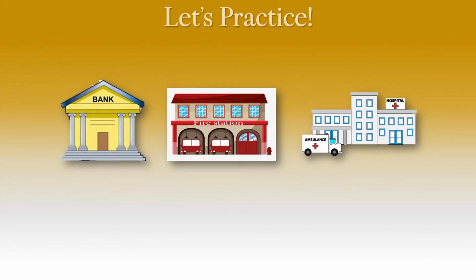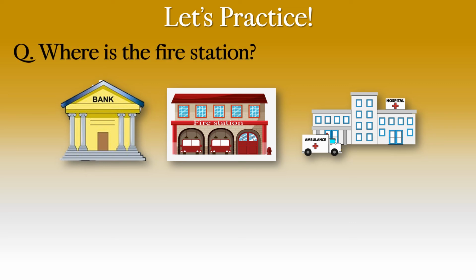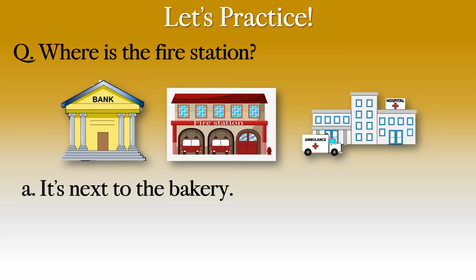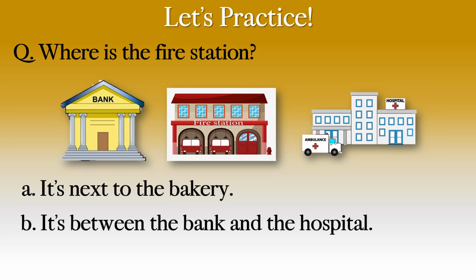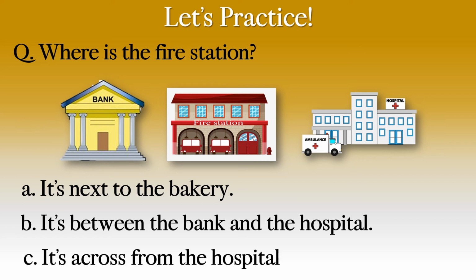Okay, let's look at the next one. Question is, where is the fire station? Now here we can see 3 places. This should help you to remember which word we are going to use to say where the fire station is. Okay, answer 1. A, it's next to the bakery. B, it's between the bank and the hospital. Or C, it's across from the hospital.